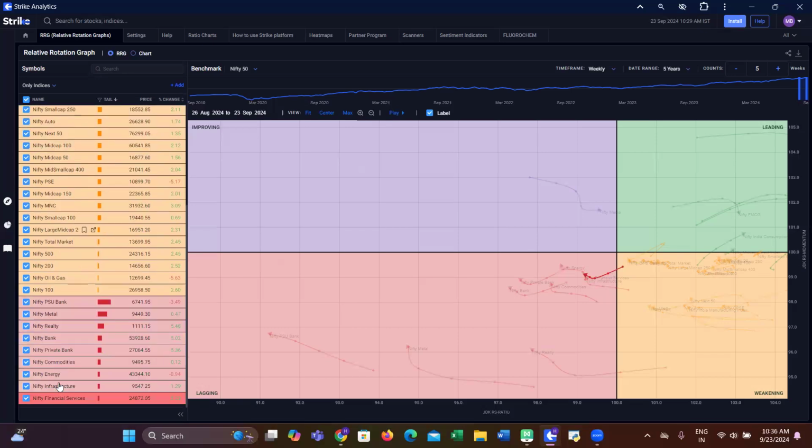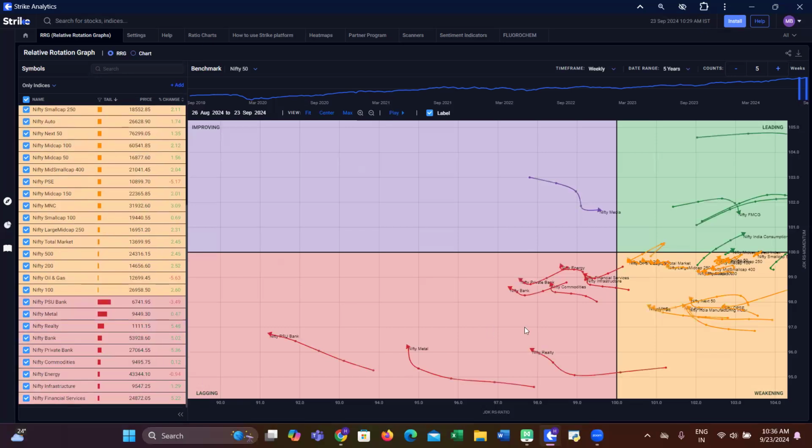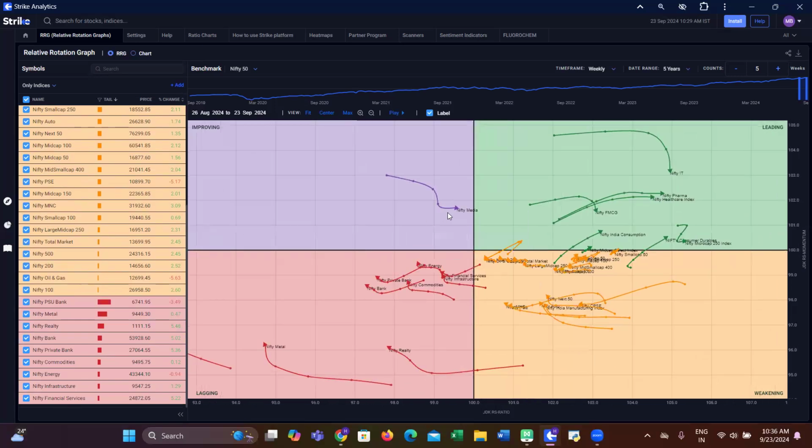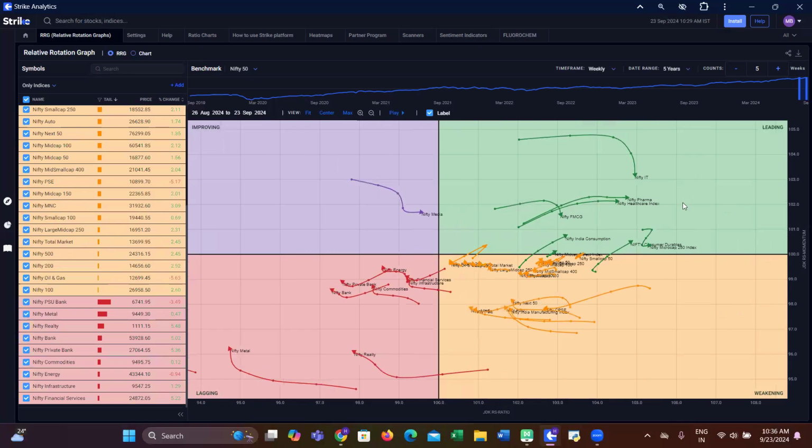So let's summarize what we see, right? From my point of view, what I see is Nifty Media is very interesting, very close to the benchmark and headed towards leading. Nifty IT is certainly losing the momentum. Keep an eye if there is any further reduction of the RS momentum. Nifty Pharma and Healthcare are very stable at this point in time. No reduction of the RS momentum, very stable RS ratio, and probably further increase of the RS ratio.